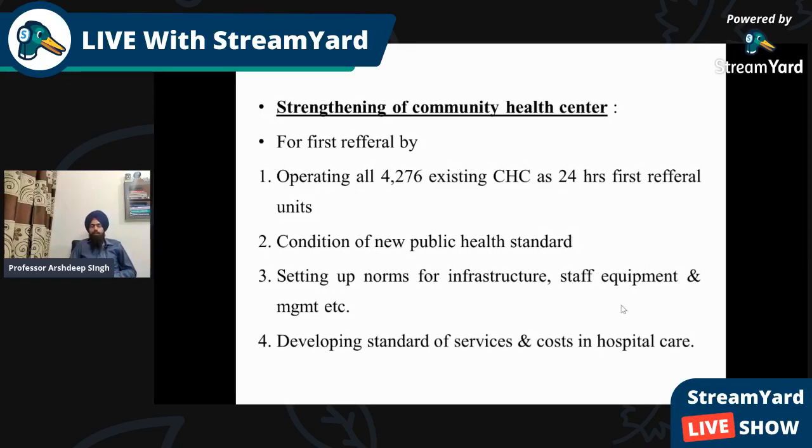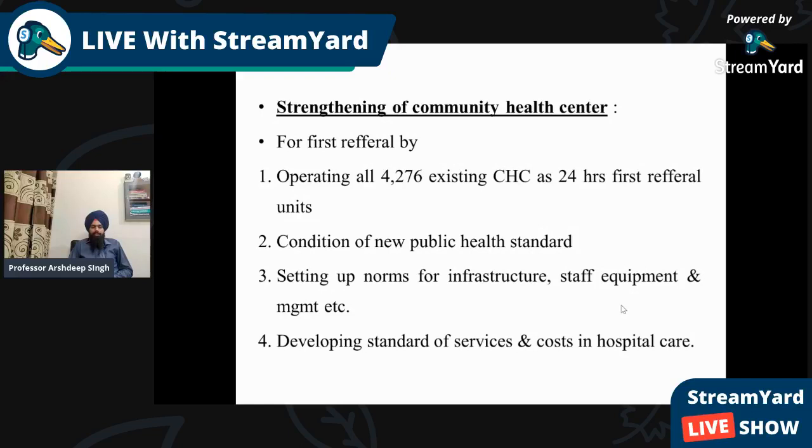So without the norms, we cannot provide accessible, affordable, accountable and reliable services. Norms should be set for the infrastructure, what the staff and equipment should be, and how they would be available. An uninterrupted supply of equipment and drugs or medicines should be ensured and managed at the various levels, so that in this way we would be able to strengthen the community health center.